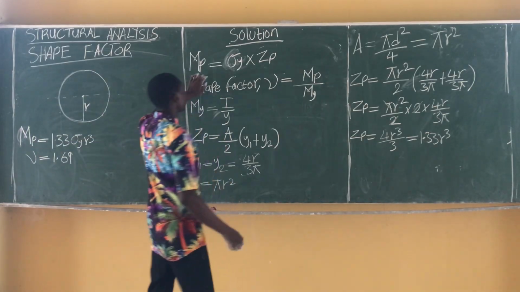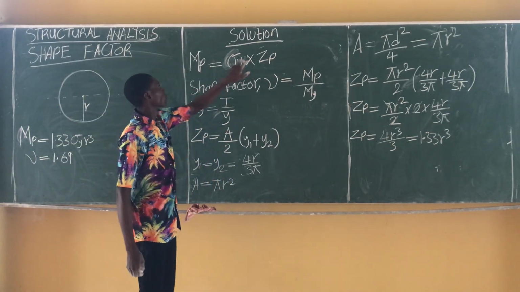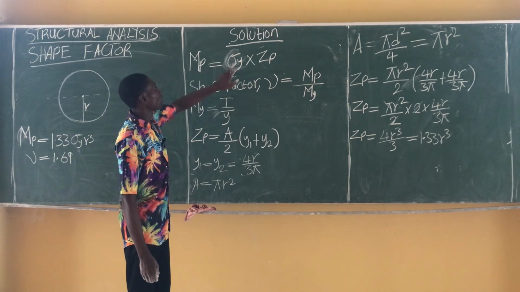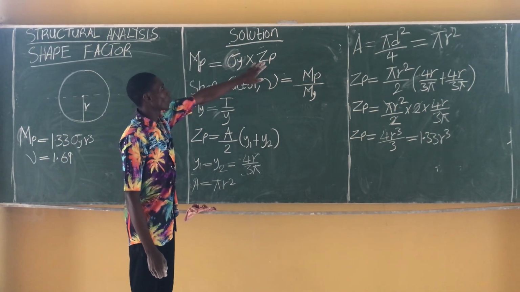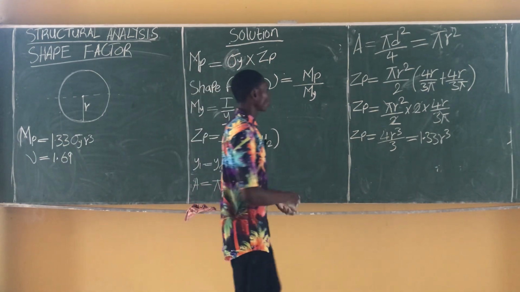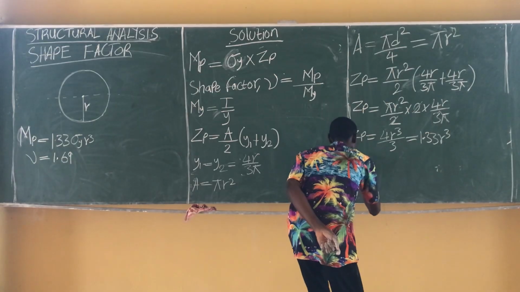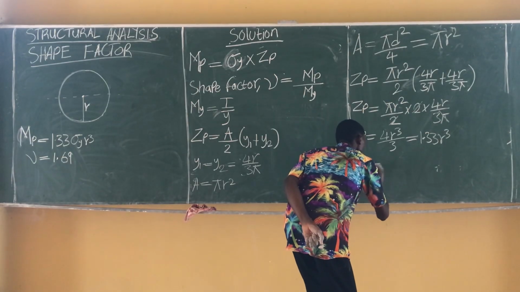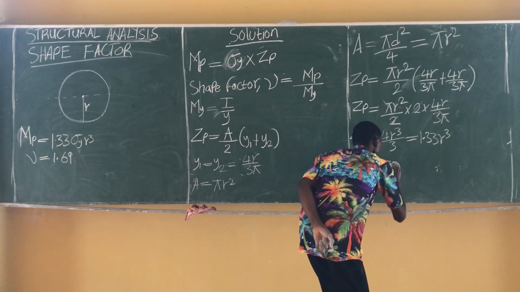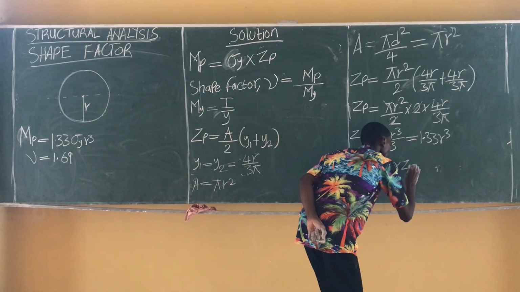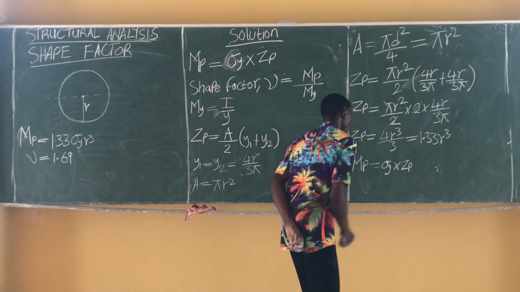And what is our plastic moment? Our plastic moment is simply our yield stress times our plastic section modulus. Okay? So our plastic moment, Mp, is equal to sigma y times Zp. And Zp is equal to this.